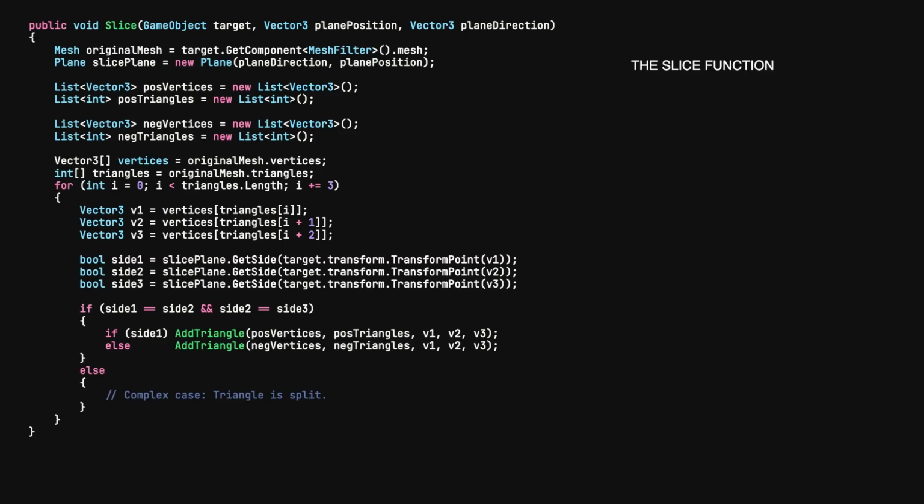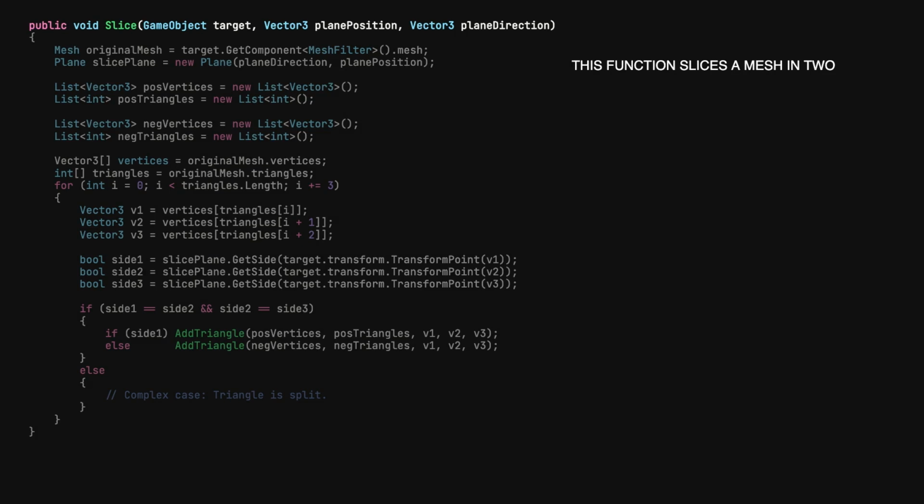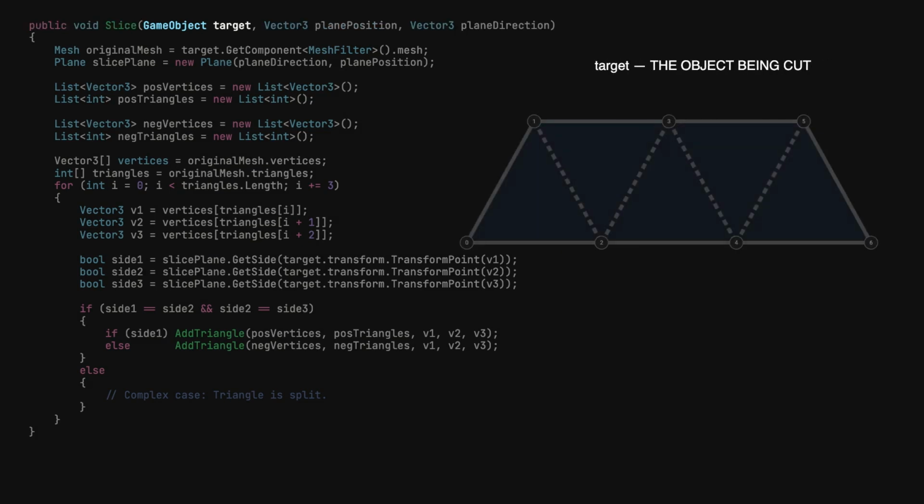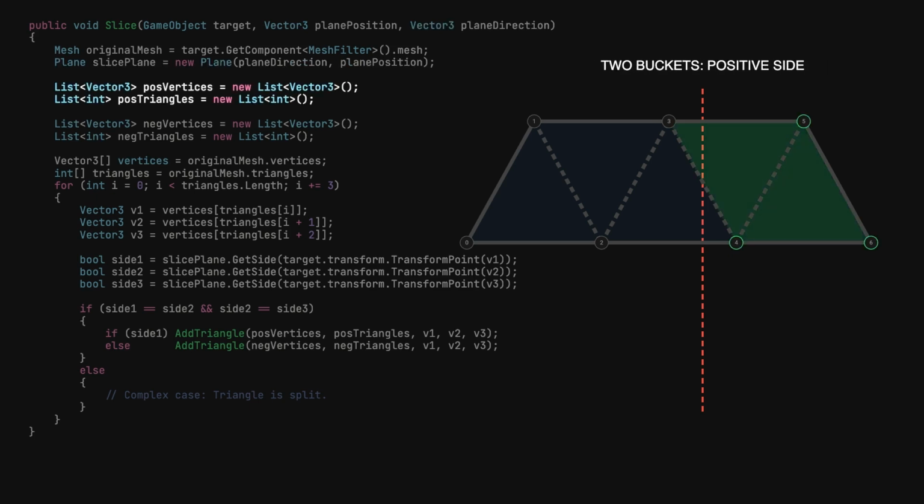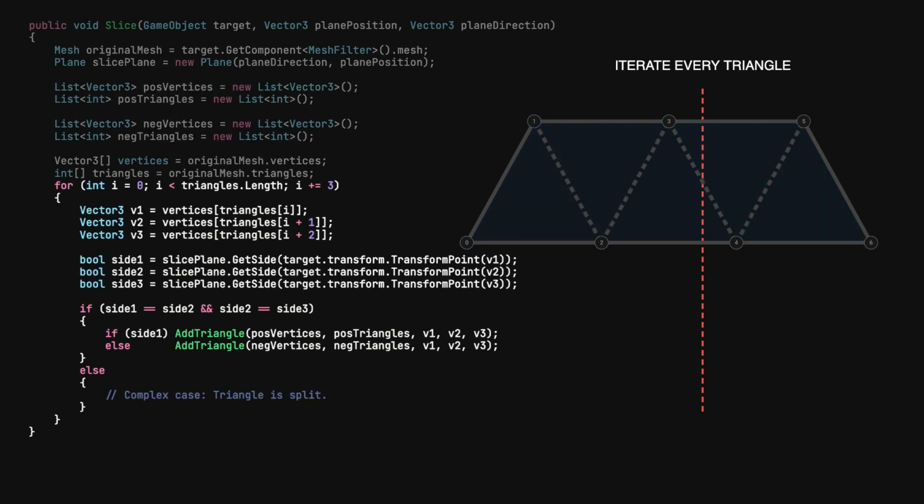To implement the slicing function, we need to know what mesh is being cut, as well as the position and direction of the cutting plane. We can then iterate through every triangle that forms the mesh and determine what side of the cutting plane it falls on.